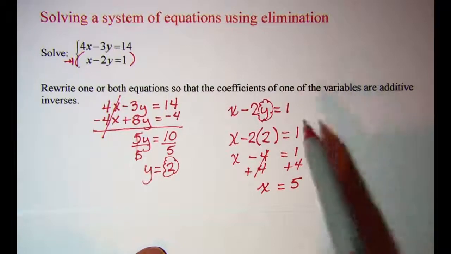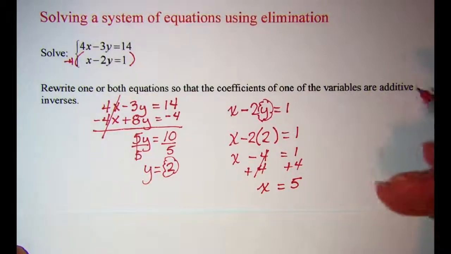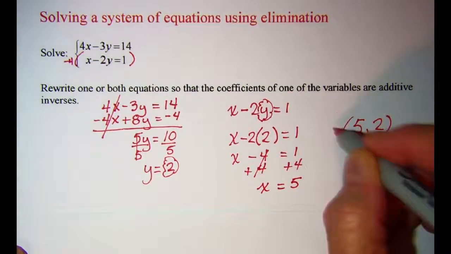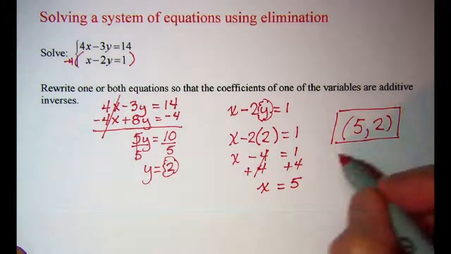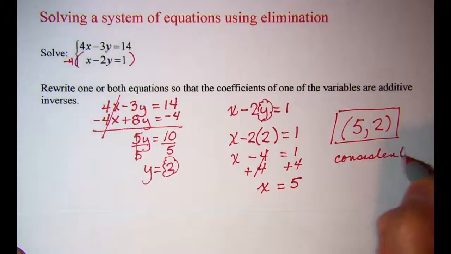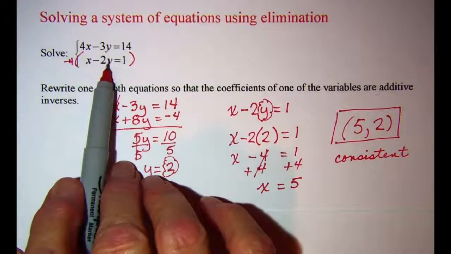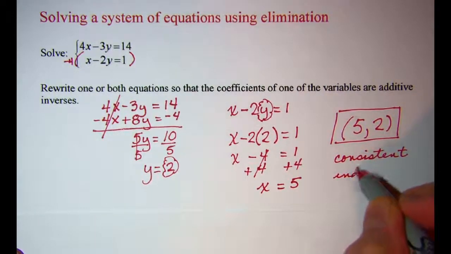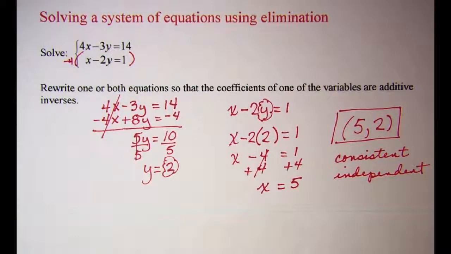So the point where the two lines intersect, these are both linear equations, is the point (5, 2). Now, since there is a solution to this system, it is consistent. And since you can't get one equation by manipulating the other one algebraically, they are independent. Let's do another example.